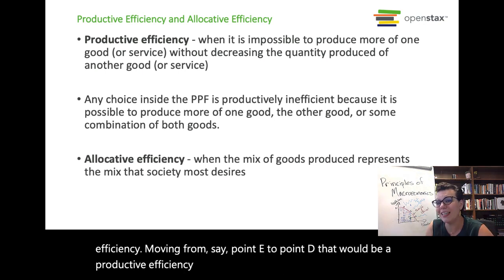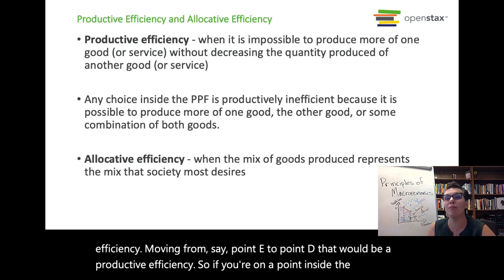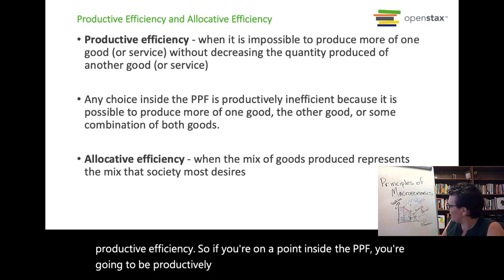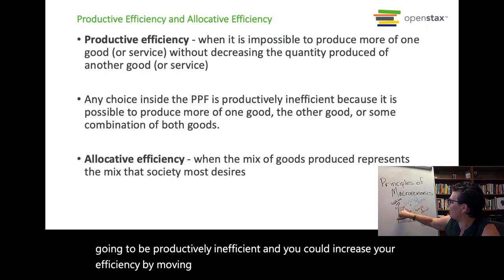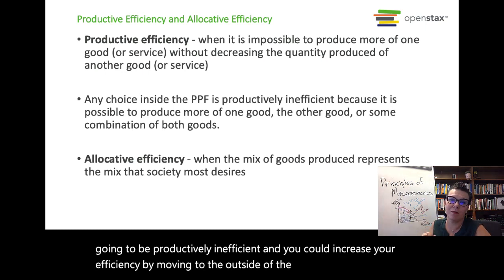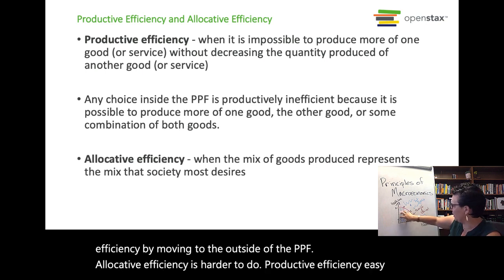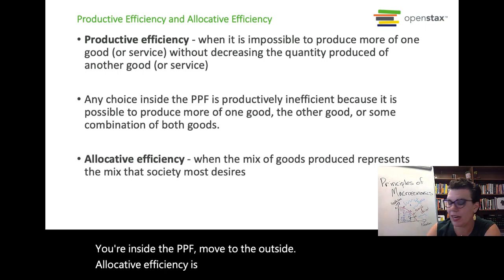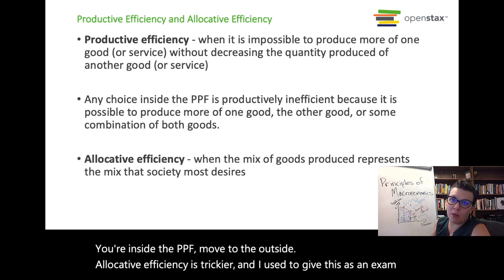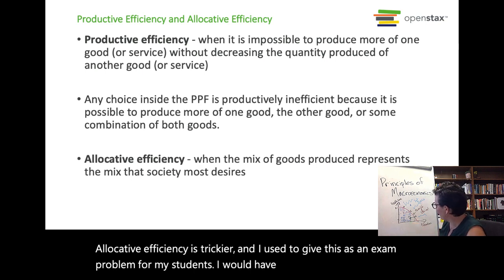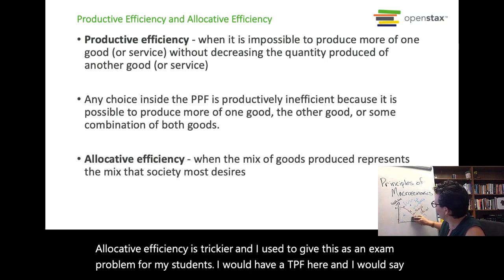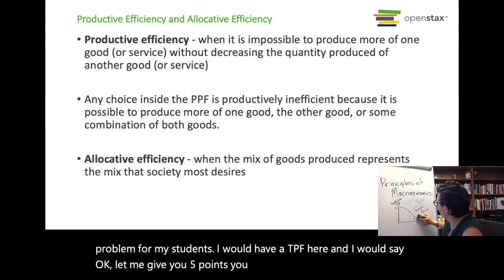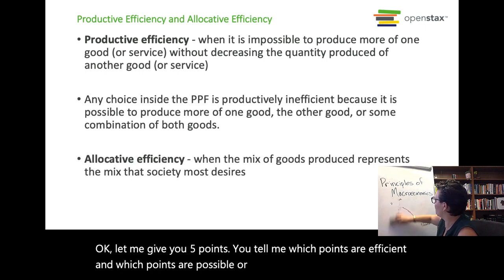So if you're on a point inside the PPF, you're going to be productively inefficient, and you can increase your efficiency by moving to the outside of the PPF. Allocative efficiency is harder to do. Productive efficiency, easy. You're inside the PPF, move to the outside. Allocative efficiency is trickier. And I used to give this as an exam problem for my students. I would have a PPF here, and I would say, okay, let me give you 5 points. You tell me which points are efficient and which points are possible, or either, or neither, or both.